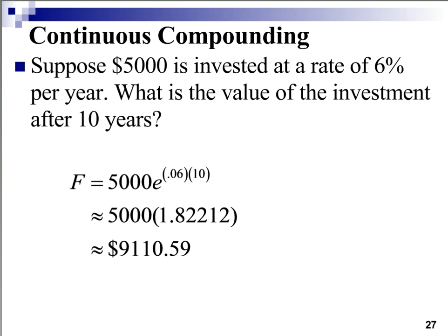Alright, so let's take a look at an example. Let's suppose $5,000 is invested at a rate of 6% per year. What is the value of that investment after 10 years? Now this example should look familiar because we're using the same numbers that we used when we looked at the discrete compounding case. Now we're just making the assumption that the interest is being compounded continuously.